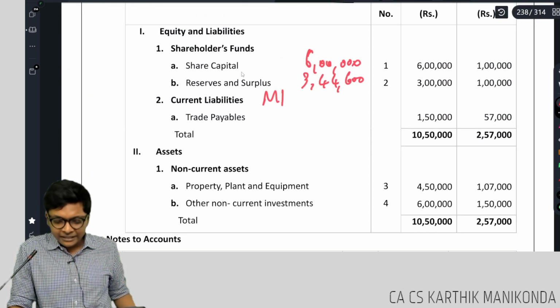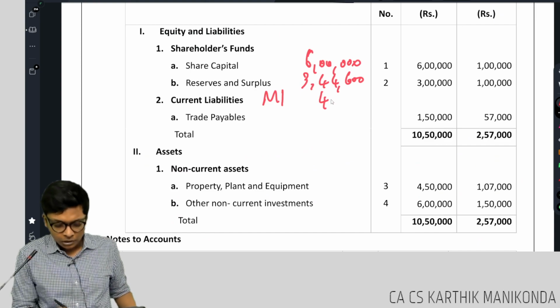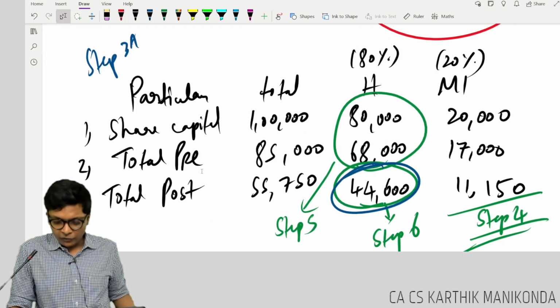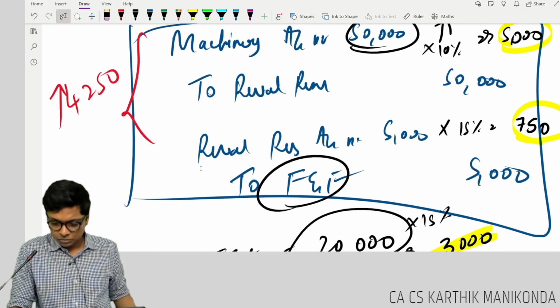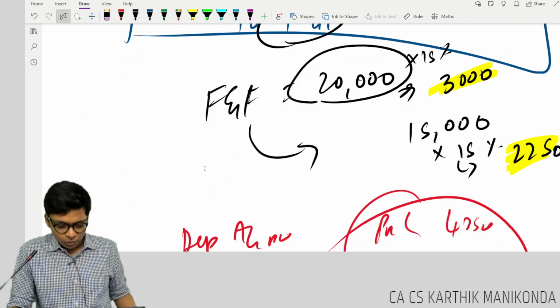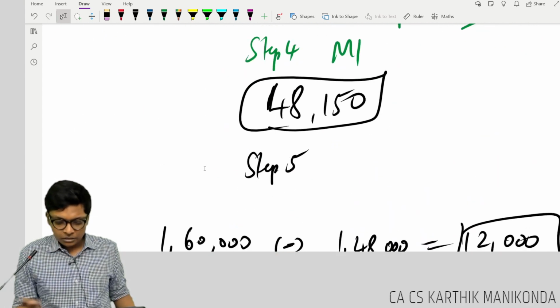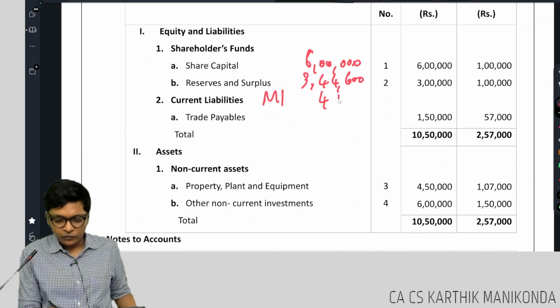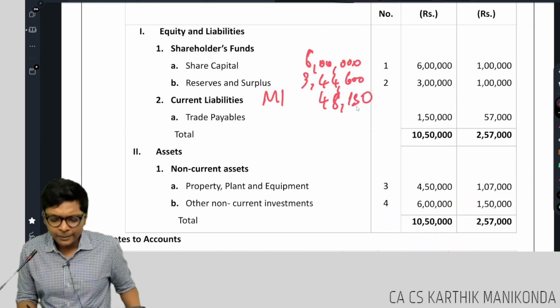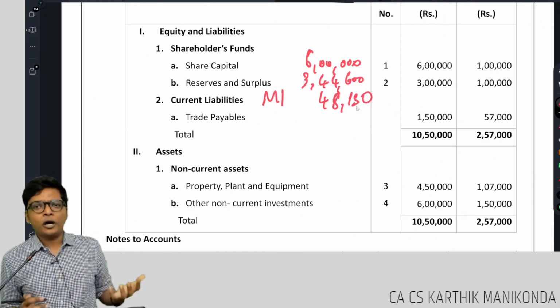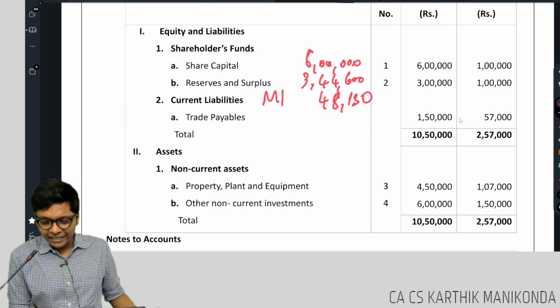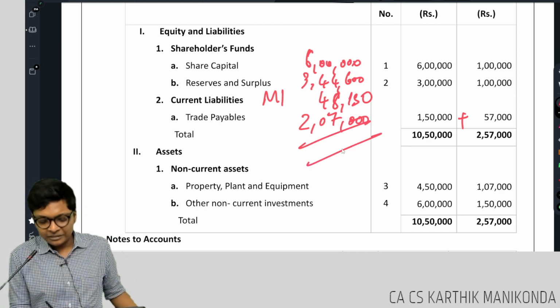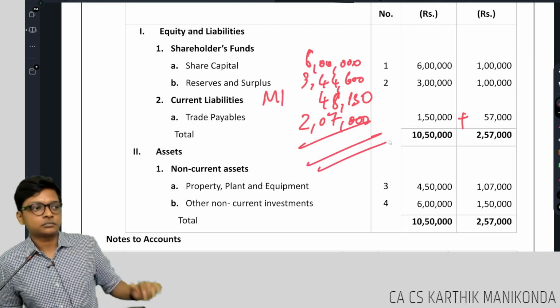So in our working, minority was 48,150. Go and write 48,150. Liabilities, trade payables, just copy, paste, add: 1 lakh 50 plus 57, 2 lakh 7,000. This is my total on the liability side.